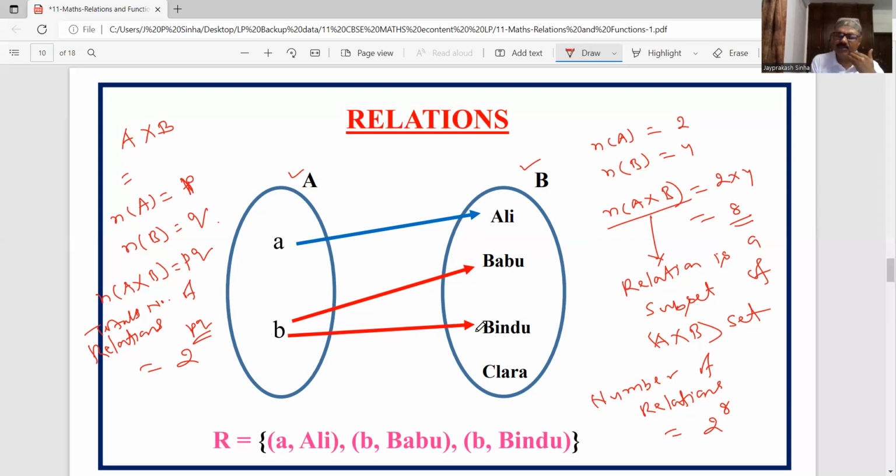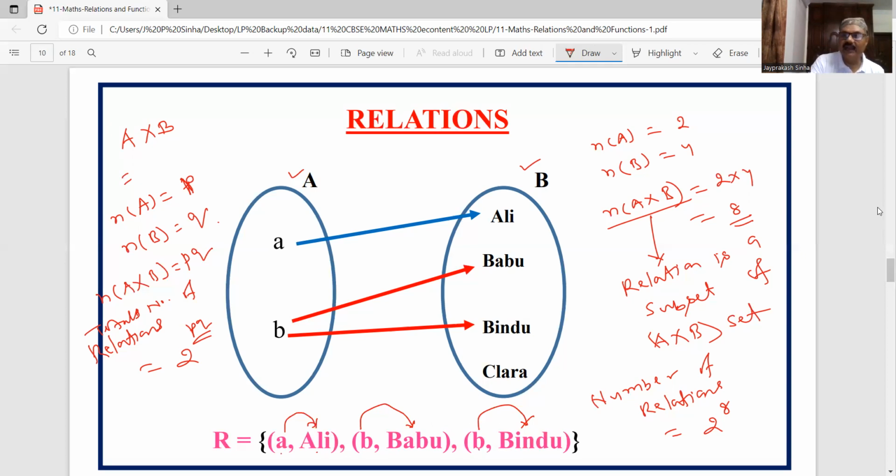Means there can be so many relations. How many relations can there be? 2 to the power 8 relations. So this is one of the relations which has 3 ordered pairs. A, Ali means A is related to Ali, B is related to Babu, B is related to Bindu. It means A is the first element, Ali is the second element of the first ordered pair, B is the first element, Babu is the second element of the second ordered pair, and here B is the first element and Bindu is the second element of the third ordered pair.